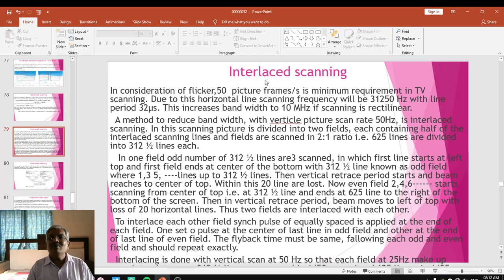This is utilized for the reason that we are aware that at the end of every horizontal trace period or at the beginning of every horizontal retrace period, the screen should be blank. And also at the end of every vertical trace period or at the beginning of every vertical retrace period, again the screen will be blank.